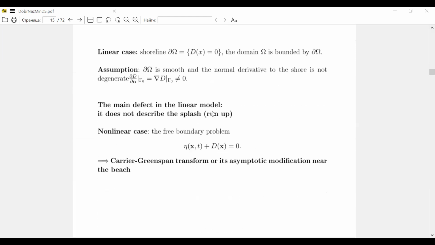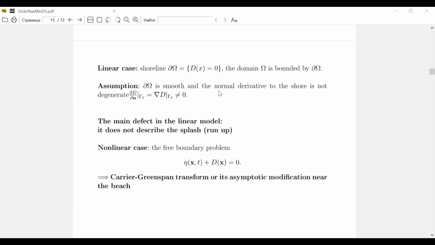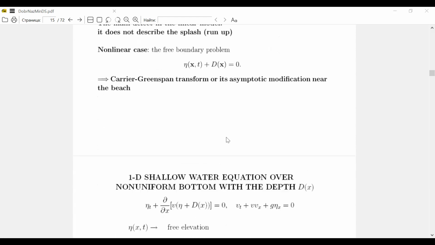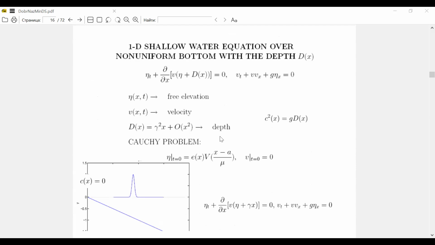The main problem in this case is the free boundary. Again, I would like to repeat. Now I would like to say that there exists a very beautiful trick, based on the so-called Carrier-Greenspan transform. It is almost nothing you need to know about it. It is very simple. Consider the one-dimensional wave equation, and consider the case where the depth is a linear function.